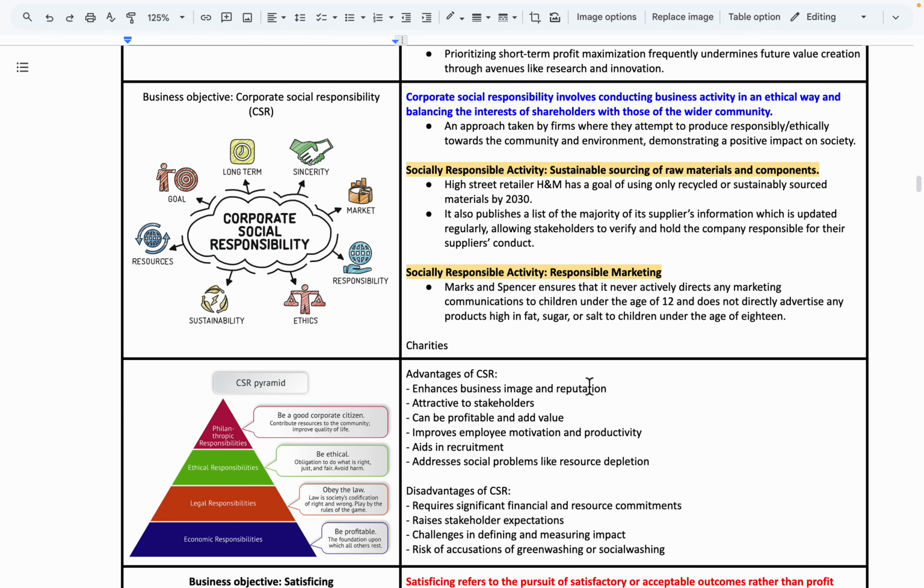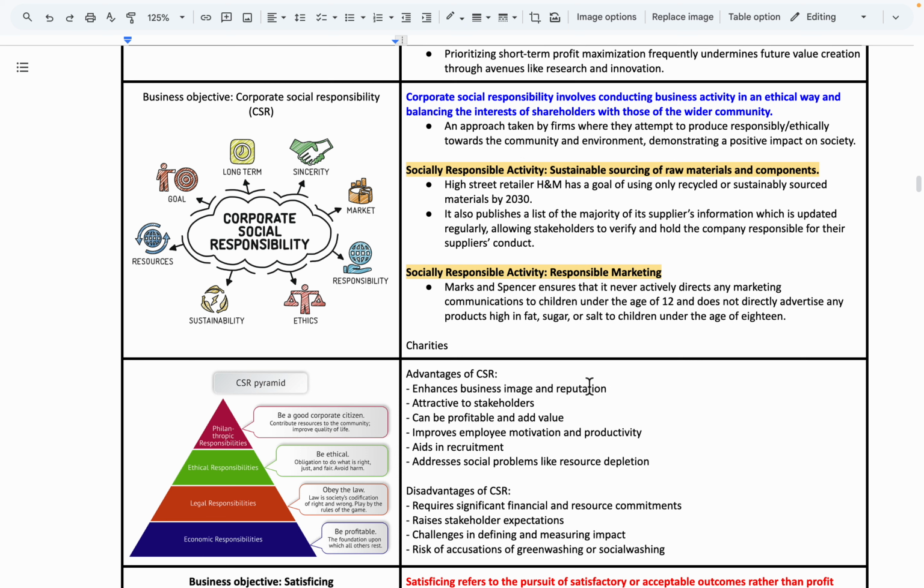Okay, now the second business objective I have here is CSR, corporate social responsibility. So corporate social responsibility involves conducting business activity in an ethical way and balancing the interests of shareholders with those of the wider community. So an approach taken by firms where they attempt to produce responsibly, ethically, towards the community and environment, demonstrating a positive impact to society. So I have a few examples here.